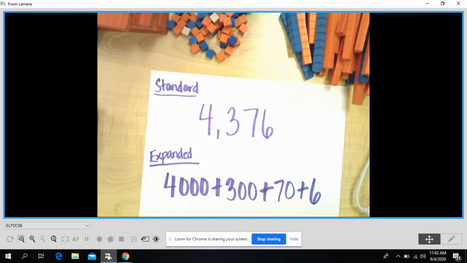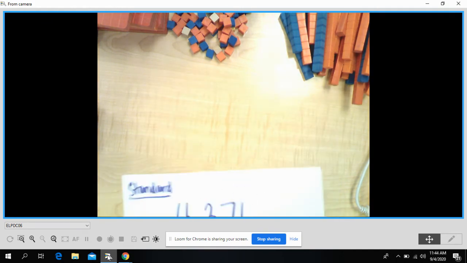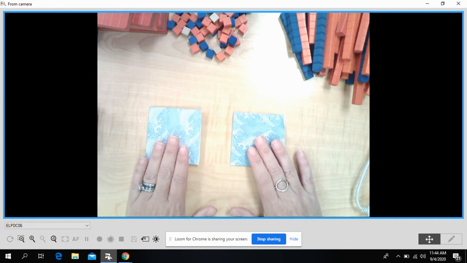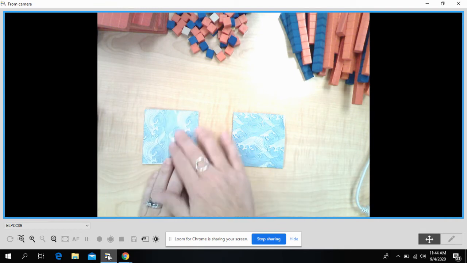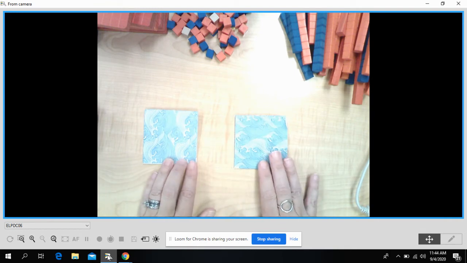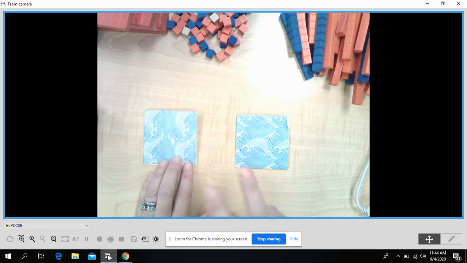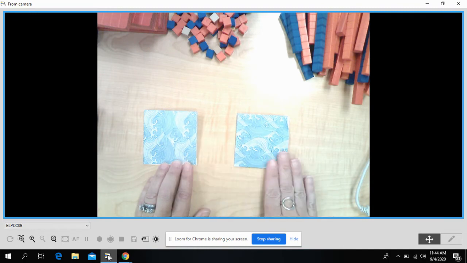All right? Now, I want to step away and show you something I made. Can you see these two squares I made? I found some really cool paper that has waves on it, and I folded squares. All right? But I want to show you something. I folded my squares two different ways. I ended up with the exact same shape, but I made them two different ways.